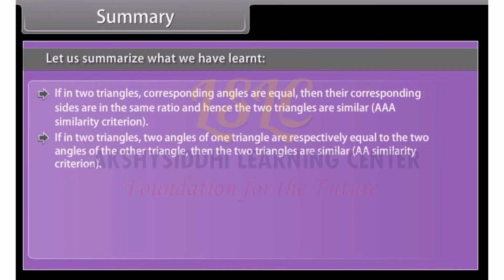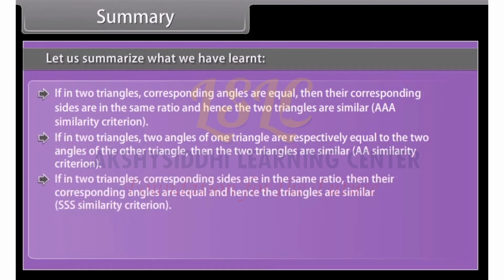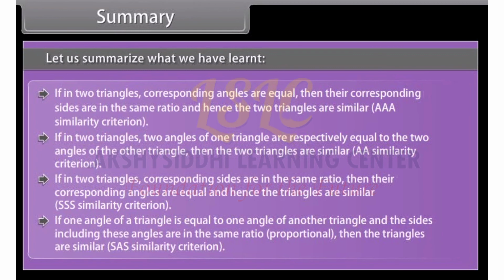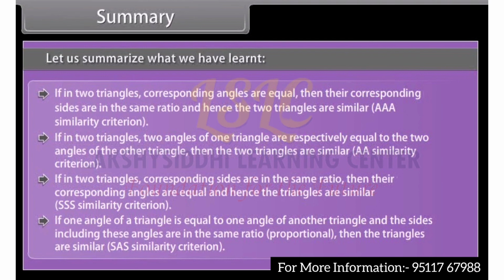If in two triangles, two angles of one triangle are respectively equal to the two angles of the other triangle, then the two triangles are similar, or AA similarity criterion. If in two triangles, corresponding sides are in the same ratio, then their corresponding angles are equal, and hence the triangles are similar, SSS similarity criterion. If one angle of a triangle is equal to one angle of another triangle and the sides including these angles are in the same ratio, proportional, then the triangles are similar, SAS similarity criterion.